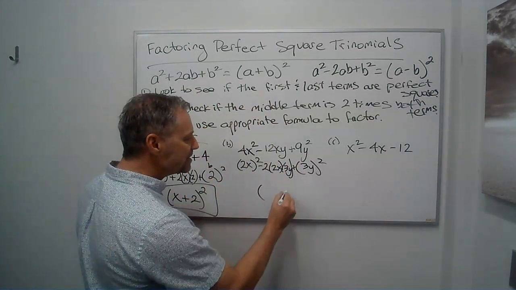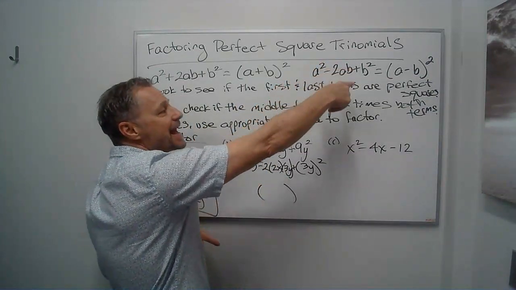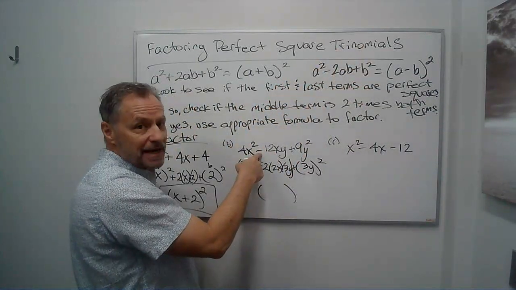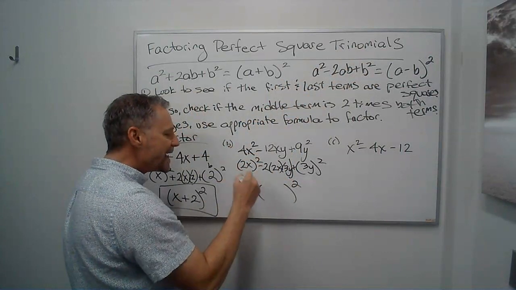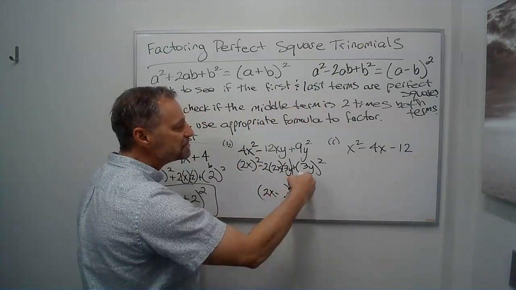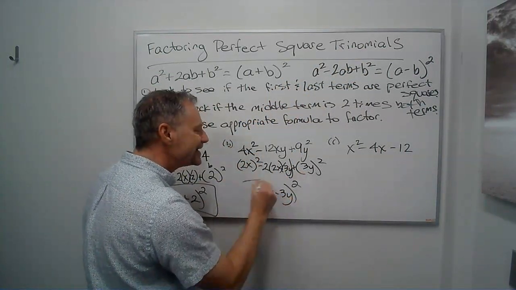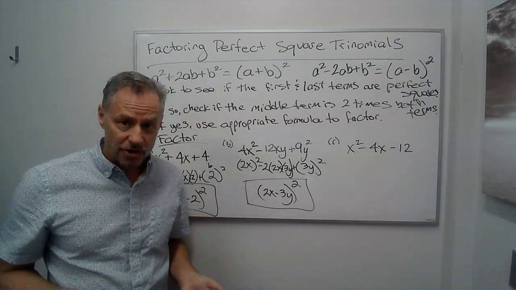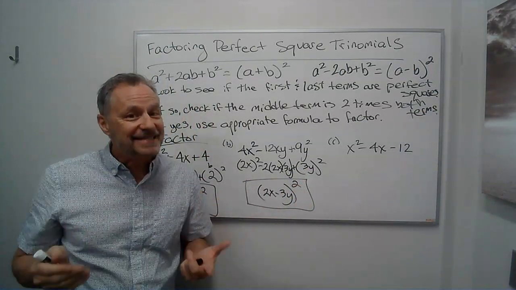So again, it's going to be something in the form of a minus b, since we have a minus here, squared. Well, a was the 2x, minus b was the 3y. That's my answer. I don't have to go any further. Okay, so that's the idea.